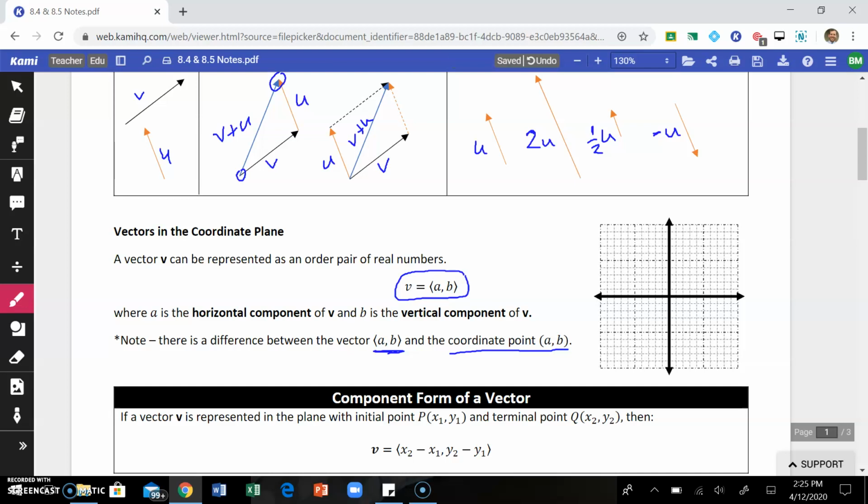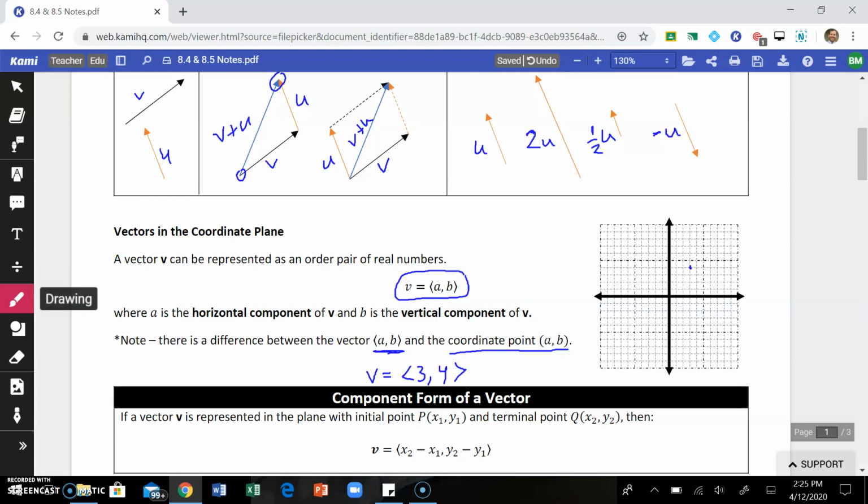Let's say I had the coordinate point 3, 4. Okay, so 3, 4, I would go right 3 and I would go up 4, and that's the coordinate point 3, 4. Now the vector 3, 4 is simply just a vector where its horizontal component is 3 and its vertical component is 4. But that does not have to be centered at the origin. It does not have to start from the origin.